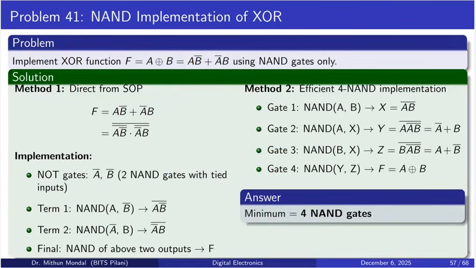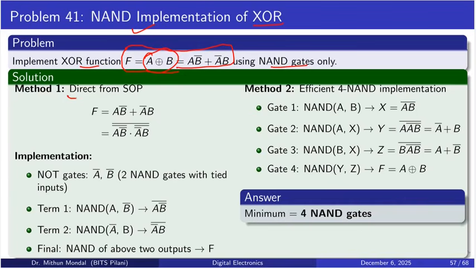In problem number 41, we will do the NAND implementation of the XOR gate. So implement the XOR function. Here you can see the XOR function, which involves two variables A and B: A B bar plus A bar B, which is represented by this symbol. And we use NAND gates here to get this implementation.